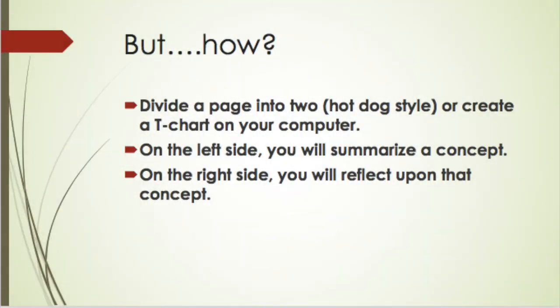And then how do we use it? So you divide a page into two. You can fold it hot dog style, or you can create a T-chart if you prefer to use your computer. On the left side of the paper, you will summarize the concept, and on the right side, you will reflect upon that concept. So on the left, you're going to write facts, no opinions. This will be written in third person, so you do not want to insert yourself into this writing. However, on the right side, you can insert yourself and your opinions and write what you think about that topic.